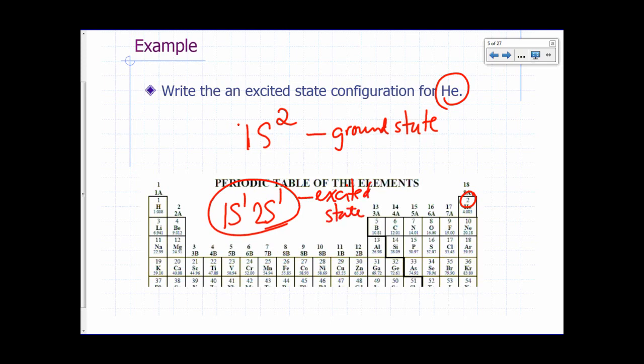What's another example? You can put 1 electron in the 1s, another electron in the 2p. That's also an excited state of helium. That's another example. You can put 2 electrons in the 2s. That would be an excited state. Okay? So those are examples of excited state configurations of helium.